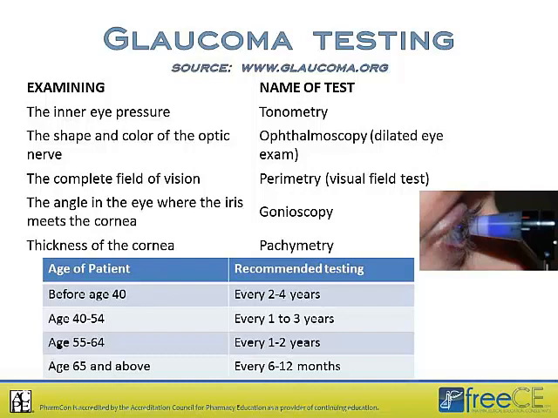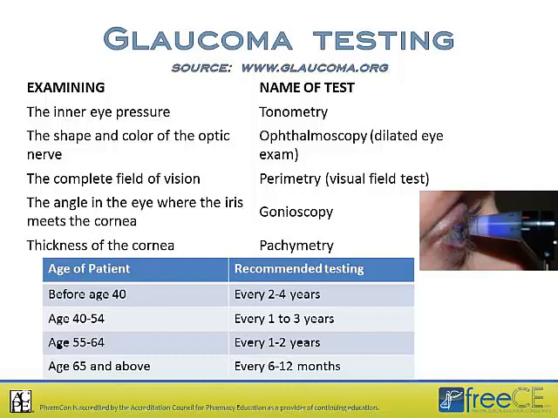They can also test the angle in the eye, where the iris meets the cornea, which is called gonioscopy. And they can also monitor the thickness of the cornea, which is called pachymetry. So many of us have had these tests done, probably didn't know what they were when our optometrist or ophthalmologist was doing that for us.